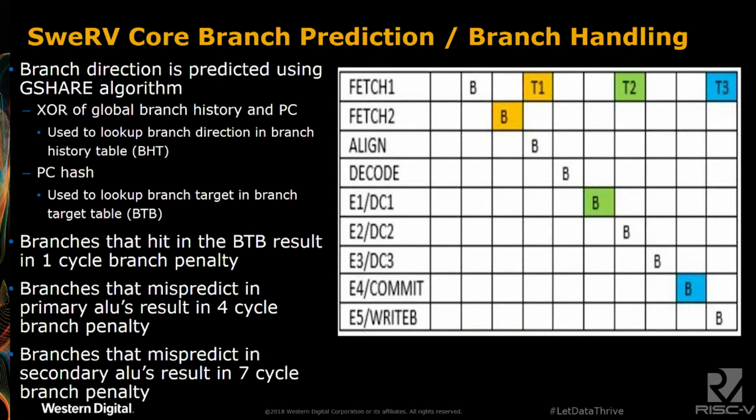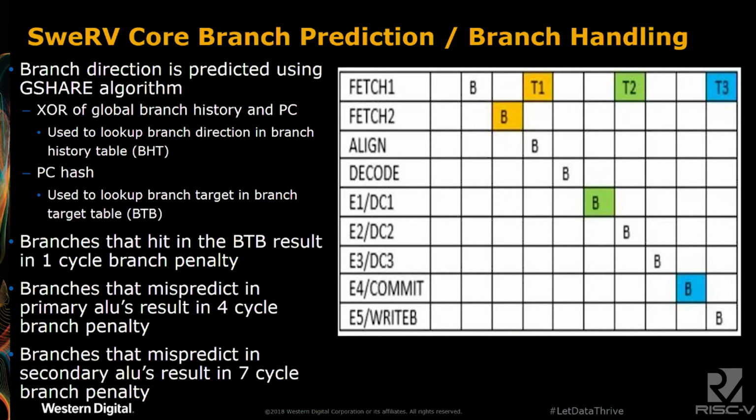Branch handling, branch prediction. We do the standard gshare branch predictor. We use a hash of the global history of the last n branches with the PC, and we use that to look up in a history table. The sizes of our history table are from 32 entries all the way up to 2,048 entries. And then that gives you the direction, but you also need the target. So we have a branch target buffer that we maintain, from 32 all the way up to 512 entries in the BTB. So all of this is configurable.